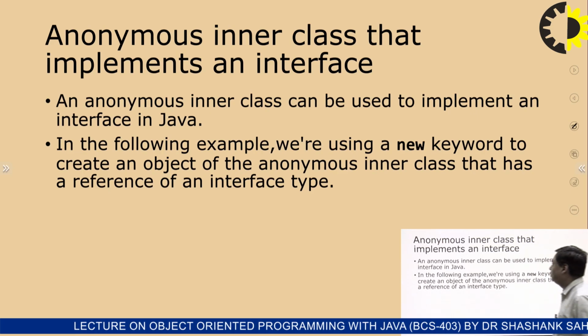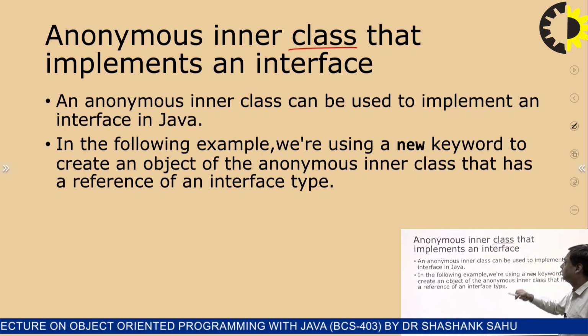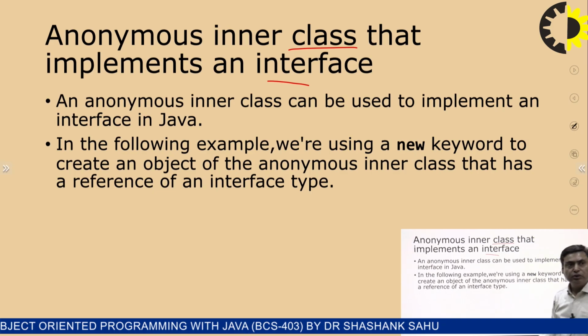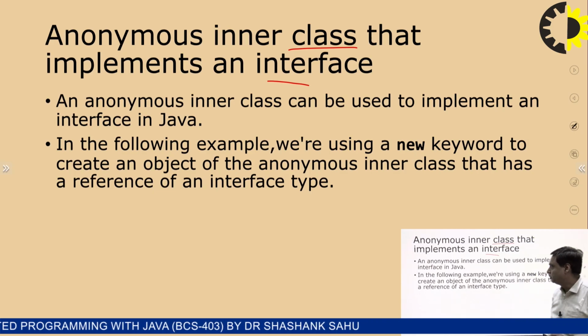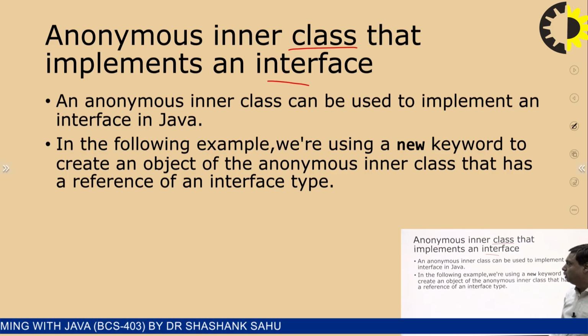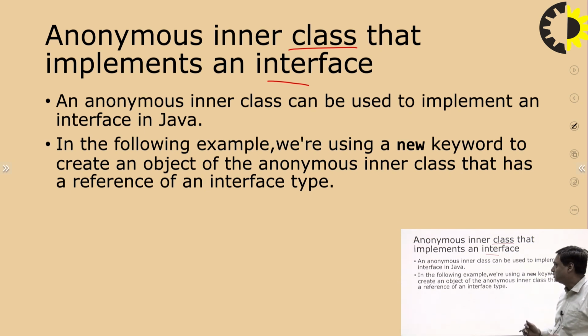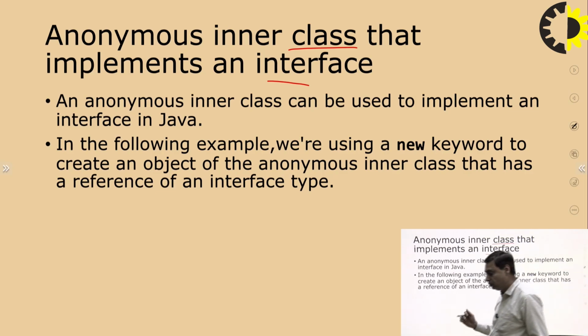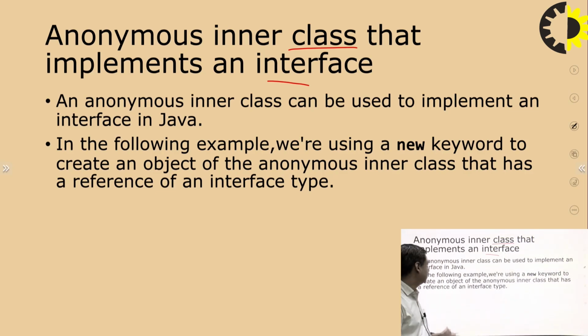Next, we are using the anonymous inner class to implement an interface. You know, the interface has abstract methods. So an interface consists of abstract methods. To provide the implementation of these abstract methods, we must implement the interface. So we are going to use the anonymous inner class to implement the method of the interface. So an anonymous inner class can be used to implement an interface in Java.